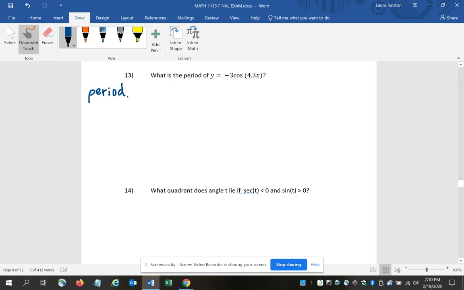But for all the functions, with the exception of tangent and cotangent, the formula for the period is 2 pi divided by b. And again, that works for sine, cosine, secant, and cosecant. If you happen to have tangent or cotangent, the formula is simply pi divided by b.